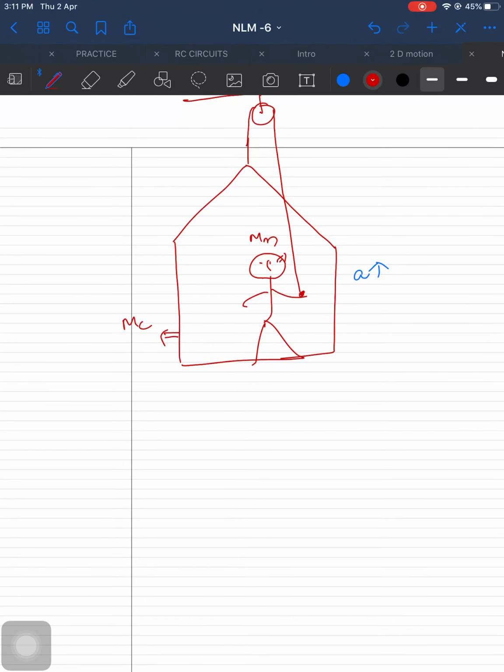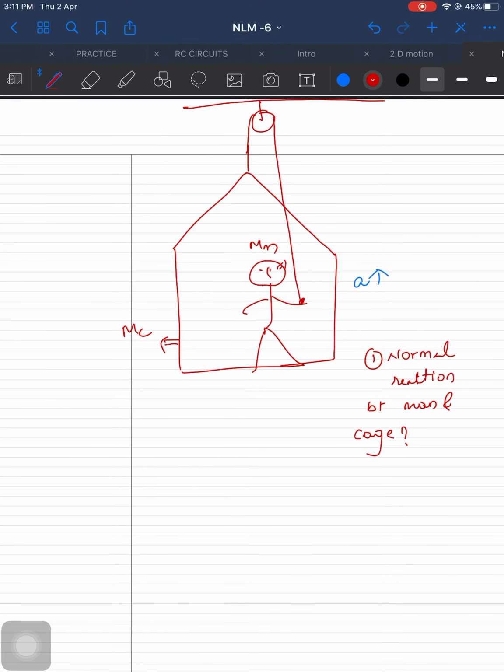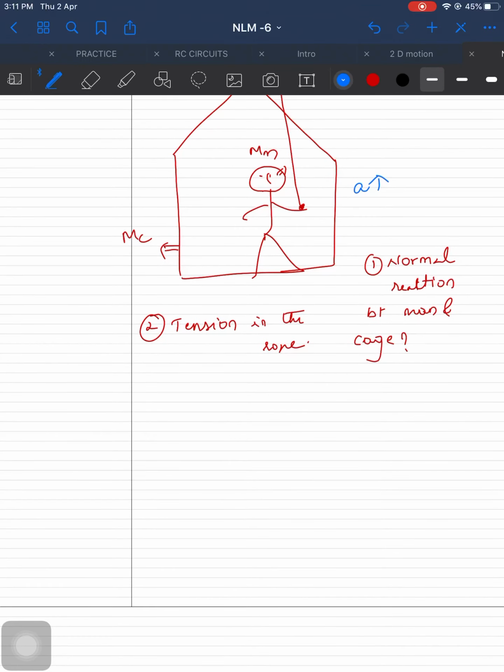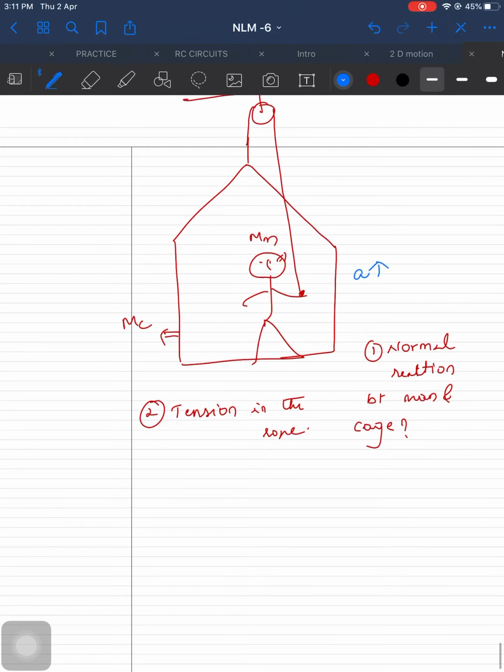The question here is: find the normal reaction between man and cage. What is the normal reaction? There is one more question: tension in the rope. Now, to solve this kind of problem, let's take this as another example.